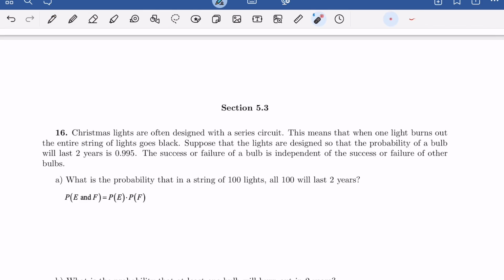So this brings us to our last section in this video, where we're looking at independence and the multiplication rule. So for question 16 here, Christmas lights are often designed with a series circuit. So this means that when one light burns out, the entire string of lights goes black.